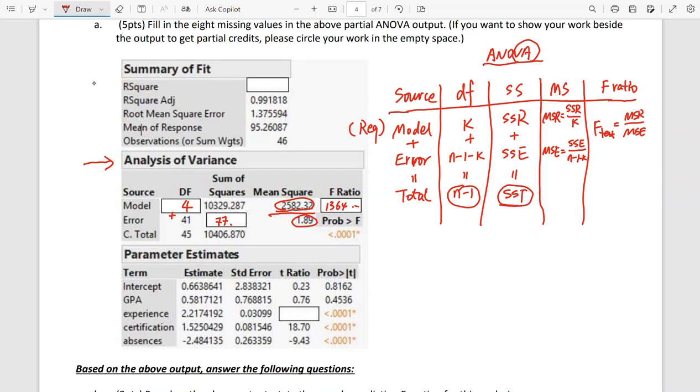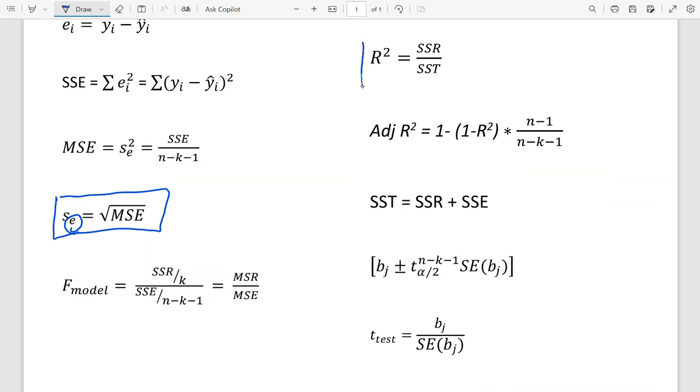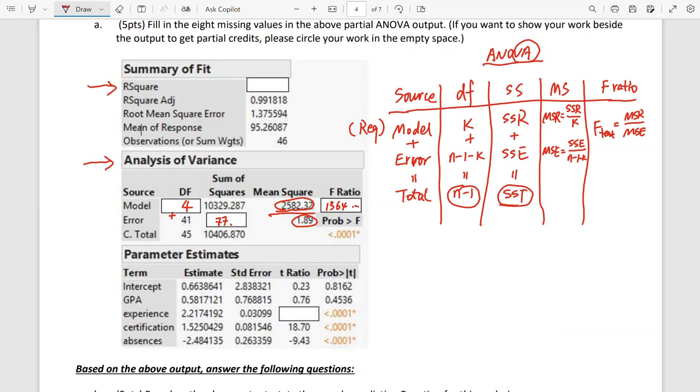Then let's talk about this R square. How do we get this R square? In the formula sheet, we do have the R square formula. It is SSR divided by SST. So the point is, which one is SSR? SSR is here, the sum of squares for the regression, divided by the total sum of squares. We end up with 0.993.